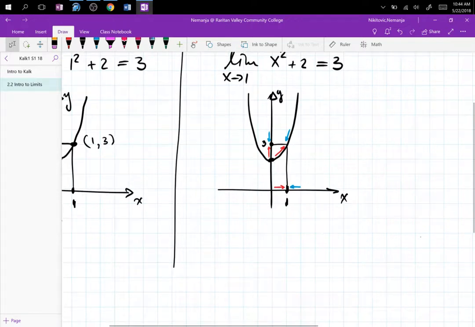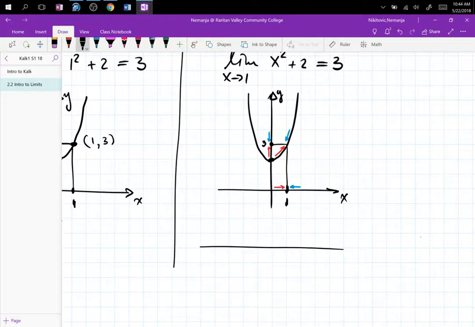Now, we can prove that if we use a chart of values. So what I'm going to do now is put the point of interest in the middle of the chart, as here. So the point of interest is 1, and I want to know what the answer for 1 is. These are going to be x values, these are going to be y values. So now I'm going to approach 1 with values. Well, let's come up with the red side first.